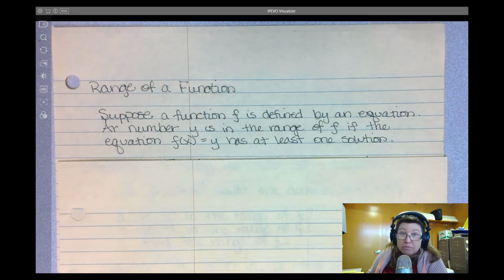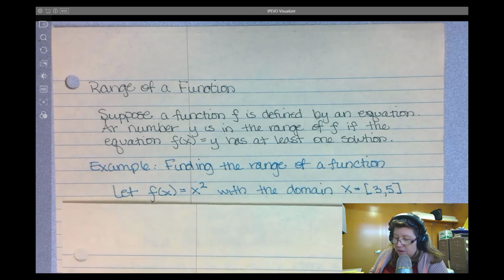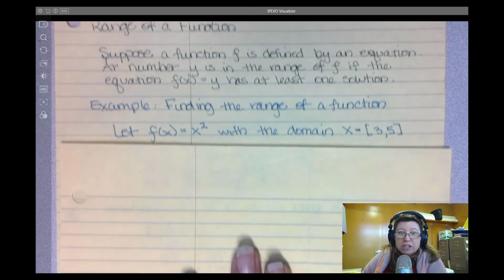Otherwise, we're going to have a problem. We're not going to have anything to put into our function. So we're going to say we have at least one function. So let's find the range of a function.